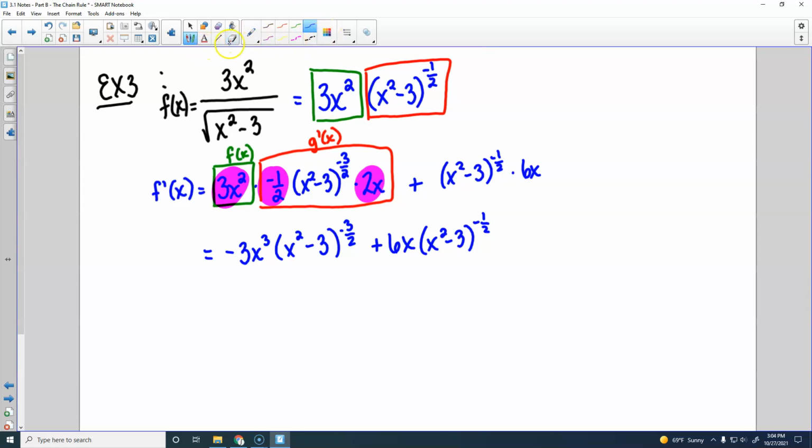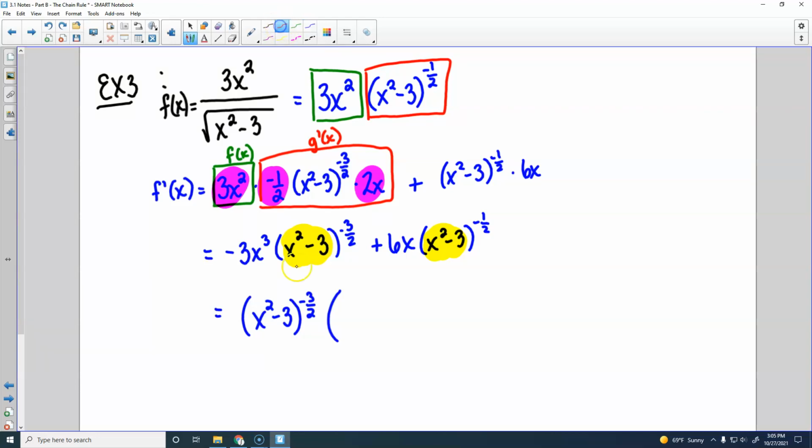All right, so we should notice that these two things right here are the same. We do that with the factor thing now. So x squared minus 3 to the -3/2 is going to be out front. We will take the lowest exponent, which is -3/2 in this case. You always want to take the lowest one.